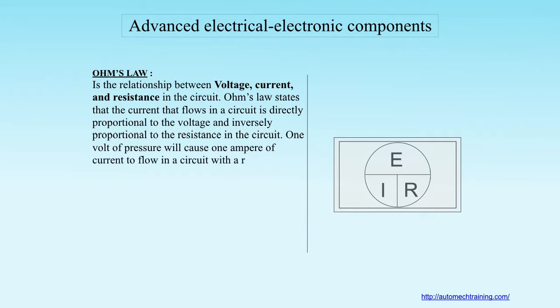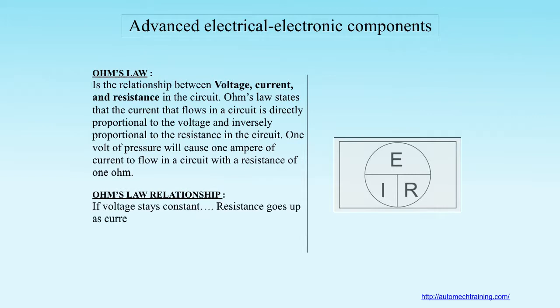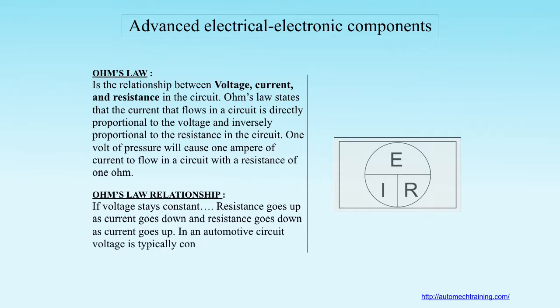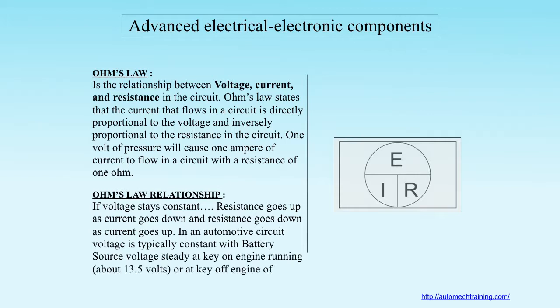Ohm's law relationship: if voltage stays constant, resistance goes up as current goes down and resistance goes down as current goes up. In an automotive circuit, voltage is typically constant with battery source voltage steady at key on engine running, about 13.5 volts, or at key off engine off, approximately 12.66 volts.